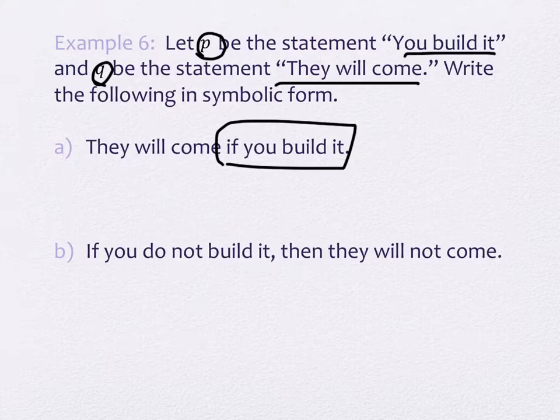If you build it, and you build it is the symbol P. So we are going to start with P, and while it's not written in here, there is an understood then, right? Then they will come. So this would be P, arrow, Q. It is logically equivalent when we say it in English to say, they will come if you build it, or if you build it, they will come. It's exactly the same statement.